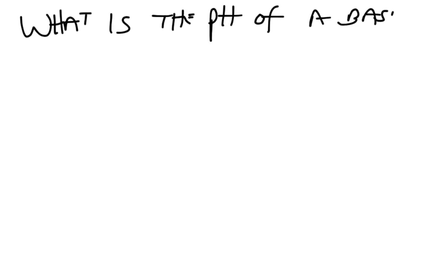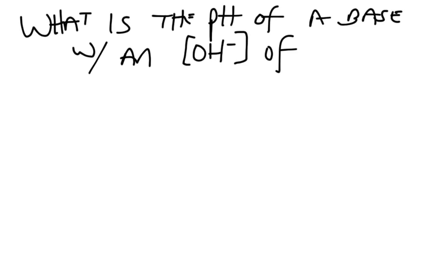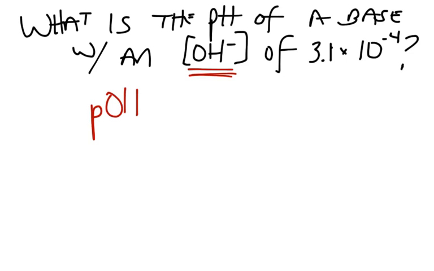So it could say, we'll do pH again, what is the pH of a base with an OH concentration of, making up numbers here, 3.1 times 10 to the negative 4. Again, I'm asking for pH, but it's giving me OH, so I can't do this in one step. So anytime I have this, I can find the pOH. The pOH is the negative log of the base's concentration.